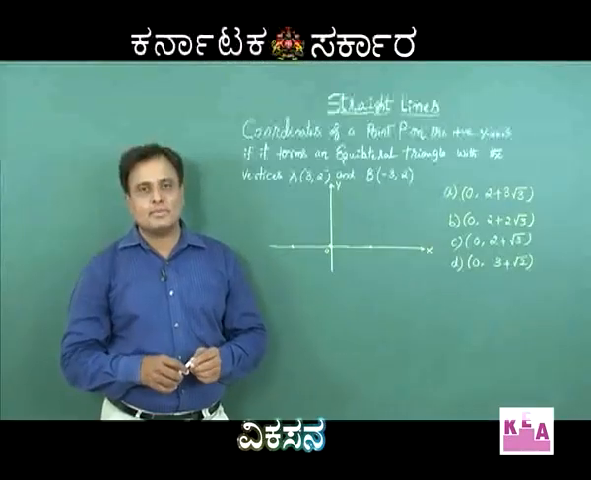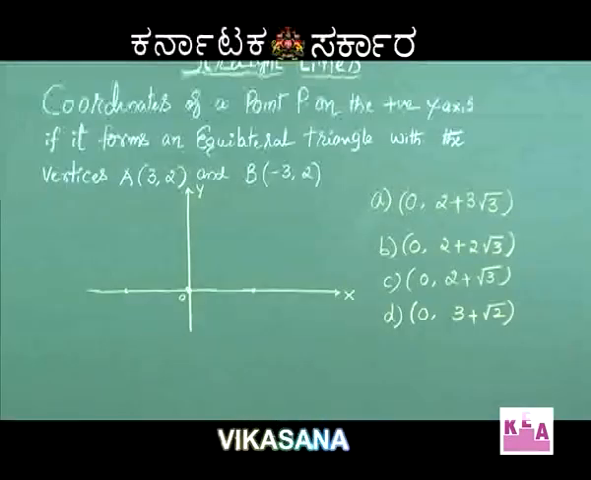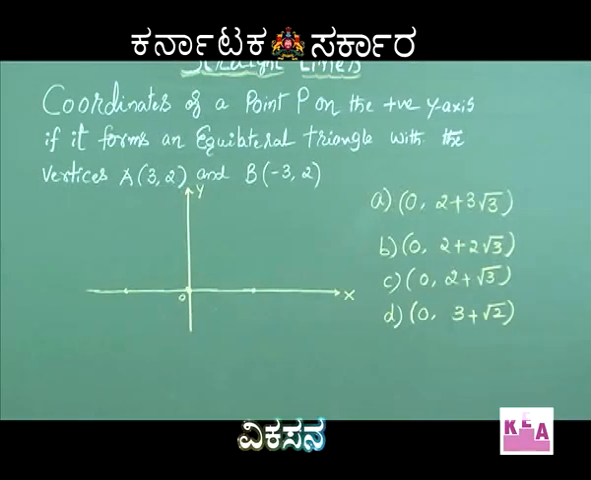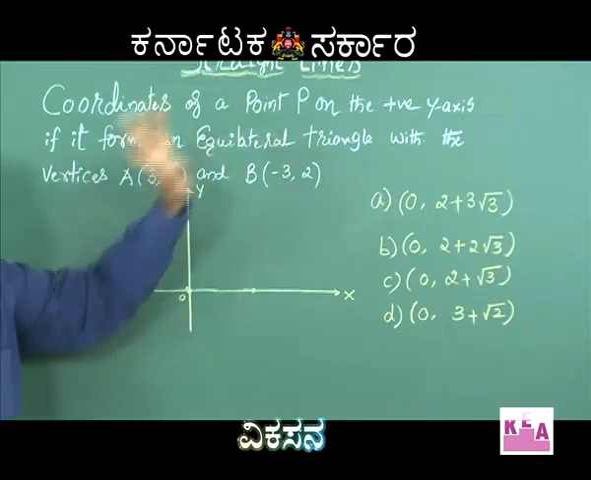Let us consider another example. The problem is: find the coordinates of a point P on the positive y-axis if it forms an equilateral triangle with the vertices A (3, 2) and B (minus 3, 2). Options are: option A (0, 2 plus 3 root 3), option B (0, 2 plus 2 root 3), option C (0, 2 plus root 3), option D (0, 3 plus root 2). We have to find out the coordinates of the point P.